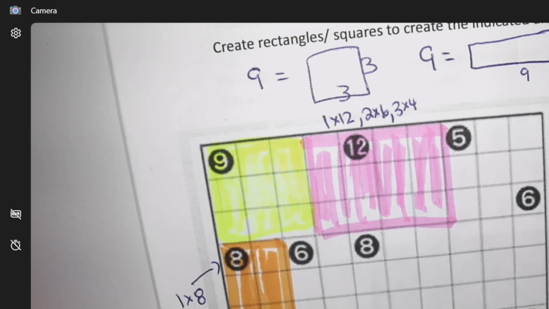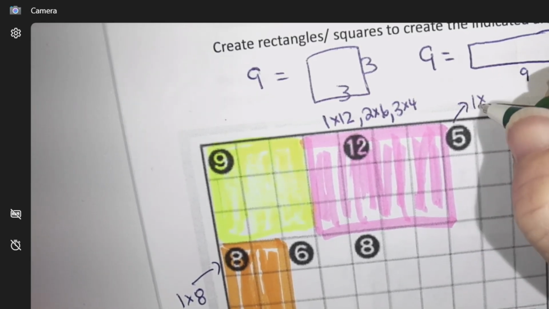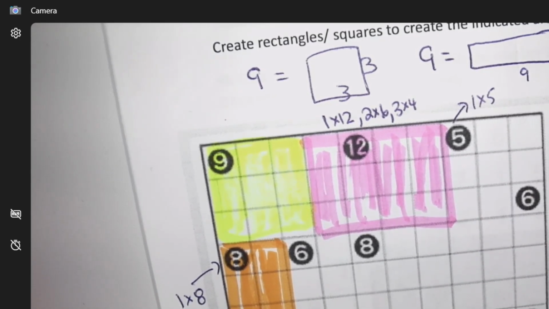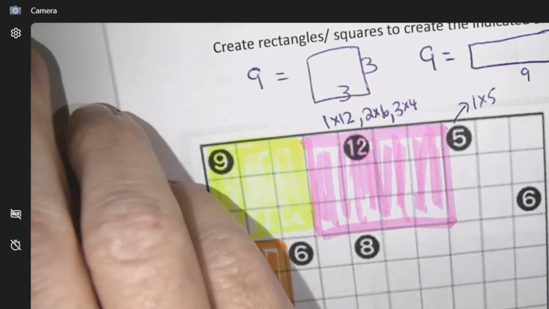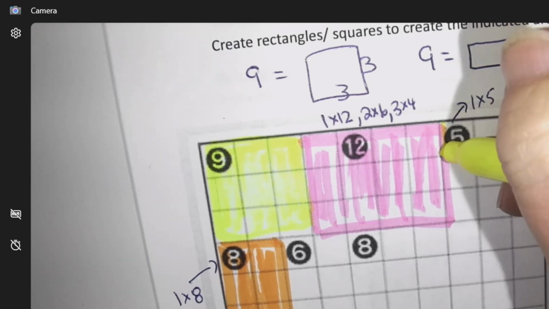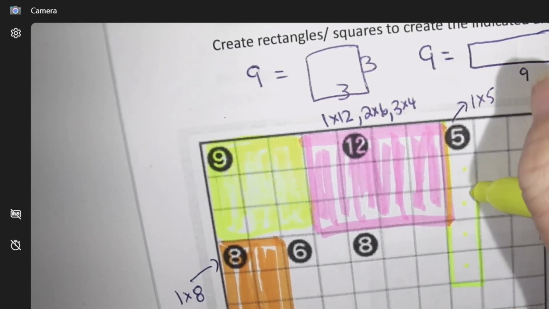Okay, I'm gonna go to this 5. What's the only way to multiply to 5? You have to do a 1 by 5 shape. So are we gonna have to go across or down? Down. 1, 2, 3, 4, 5.